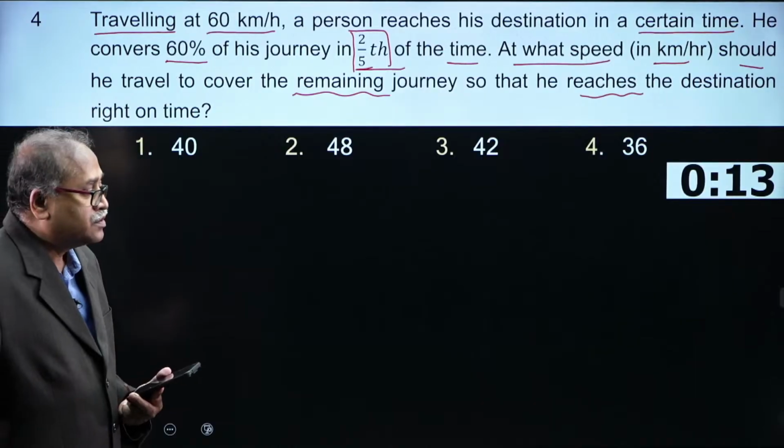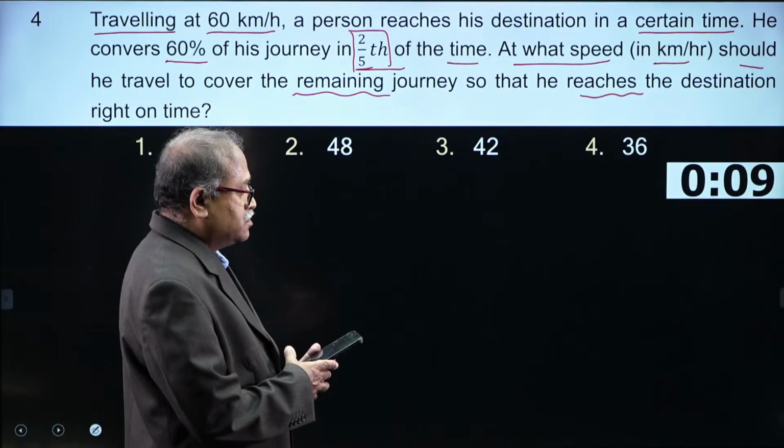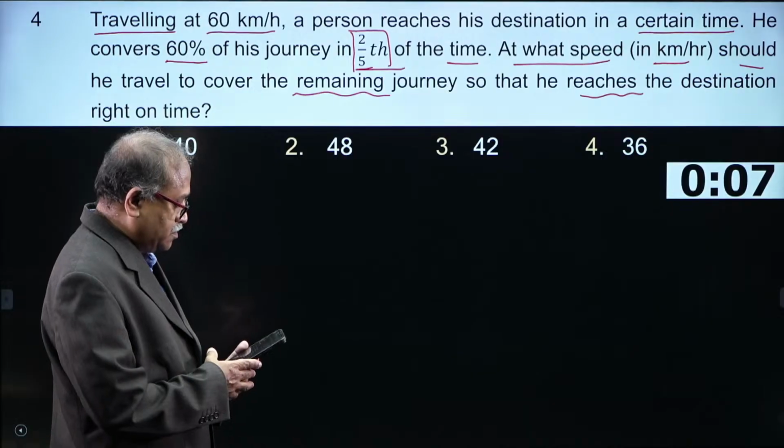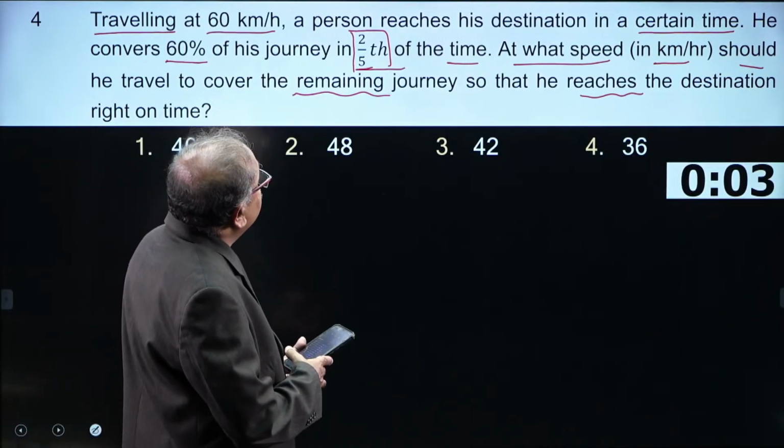Yes. Come on, my friends. Ten seconds are left.